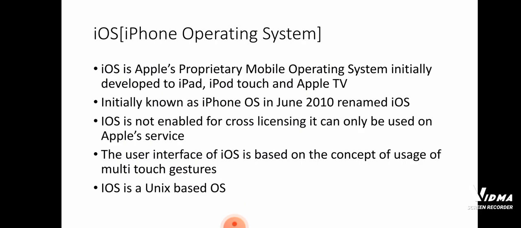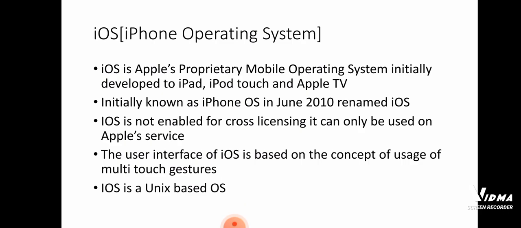iOS, iPhone operating system, is Apple's proprietary mobile operating system, initially developed for iPhone, iPad, iPod Touch and Apple TV. It was known as iPhone OS and renamed iOS in June 2010. iOS is not enabled for cross-licensing. It can only be used on Apple devices.